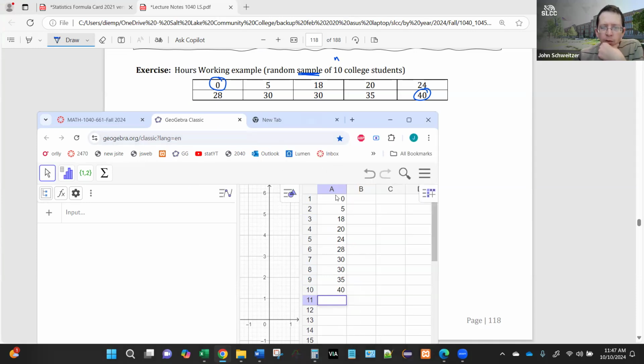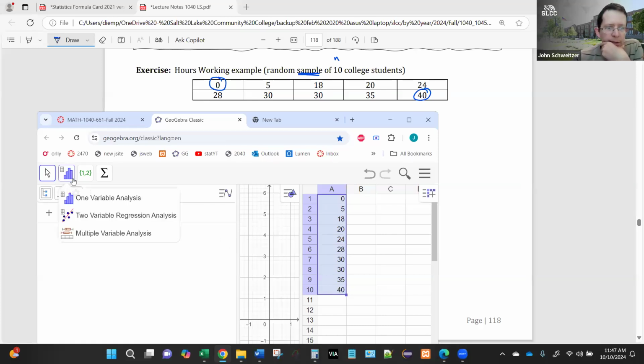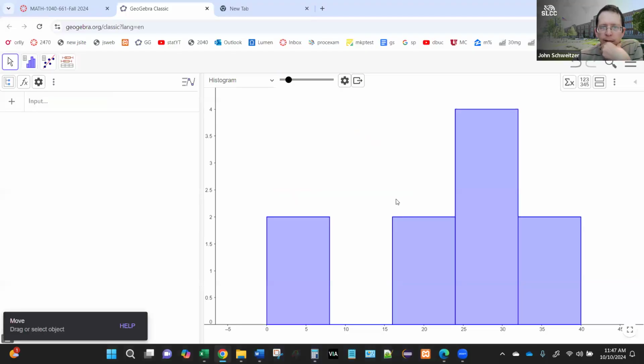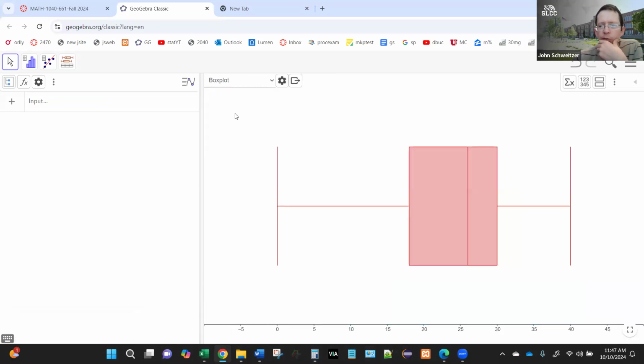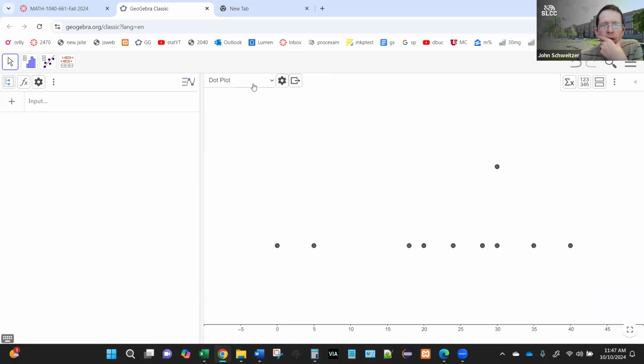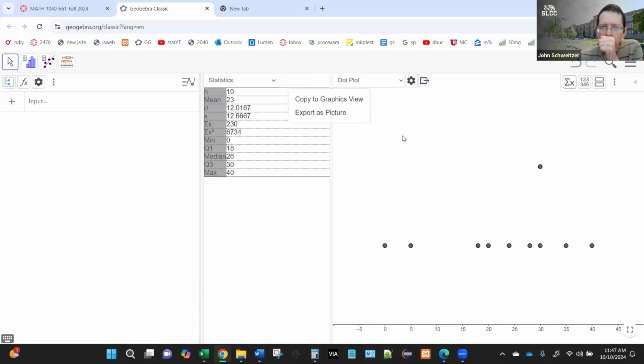So we'll highlight the data, and then we hit the histogram. And this is one variable analysis because you can only have one number of hours that you work in a week, right? And so we get our histogram there. We can just remind ourselves we could do box plots, stem and leaf plots, dot plots, right? It's very easy once it's in the software. But what we're talking about here is variability.